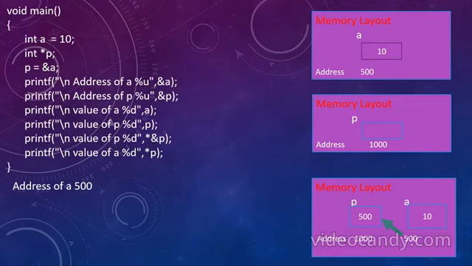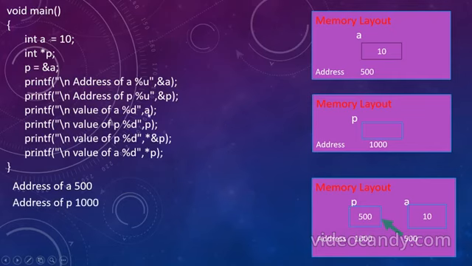Right. Second, I am saying ampersand p. Consider this part, ampersand p. Ampersand gives me the address. So in this case, what I want to find is the address of p. The address of p here is 1000. So in this case, the answer will be 1000.